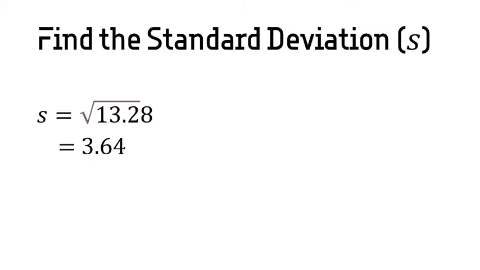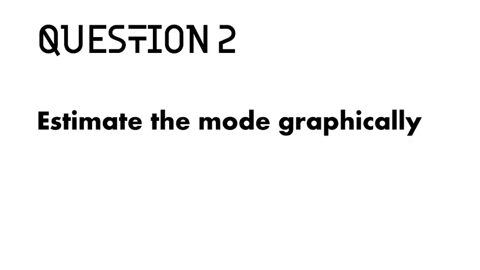And next, to find standard deviation s, you square root it. So s, which is the square root of 13.28, you get 3.64. Now for question 2, estimate the mode graphically. I will now pass the podium to Mr. Nik Syarul to explain on the graph.